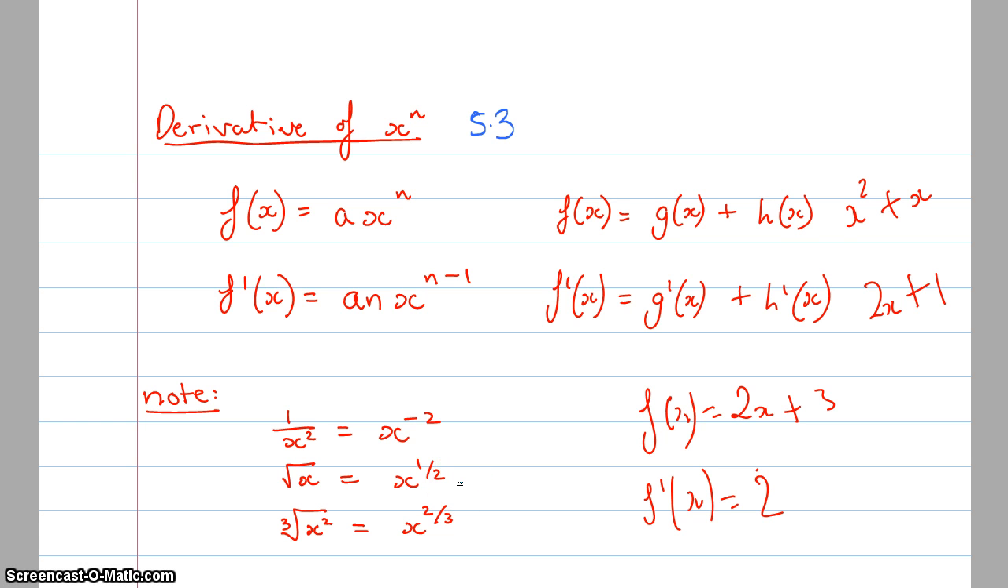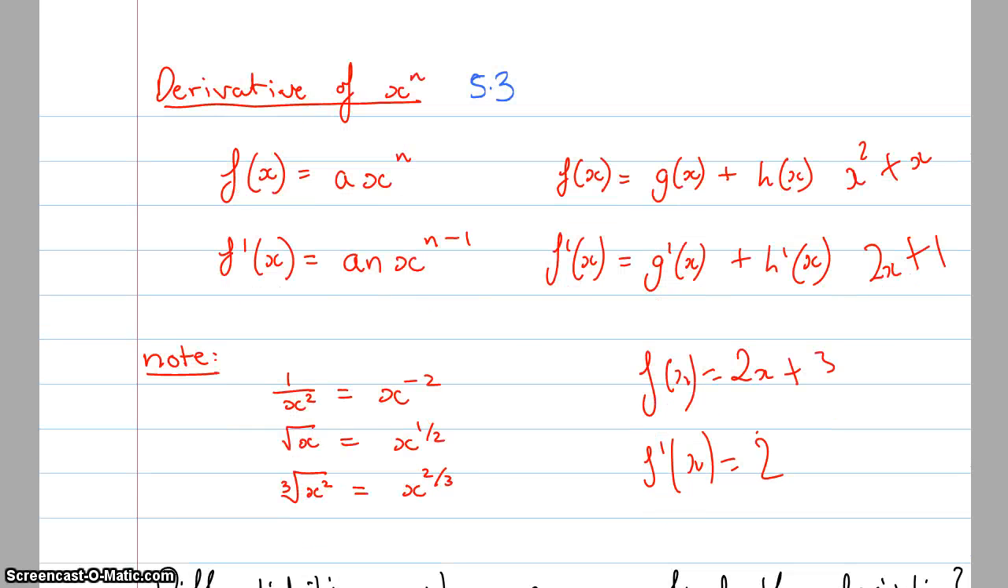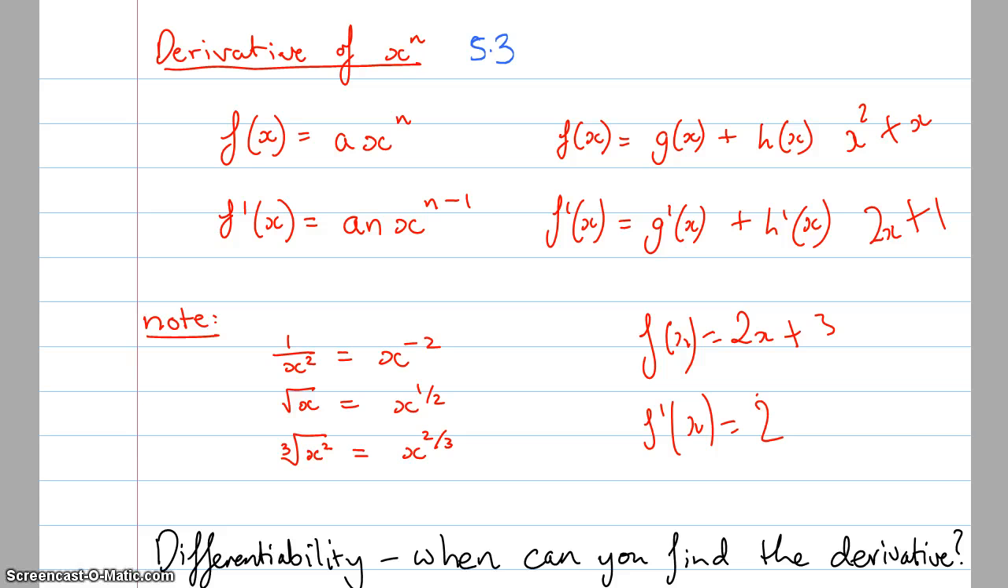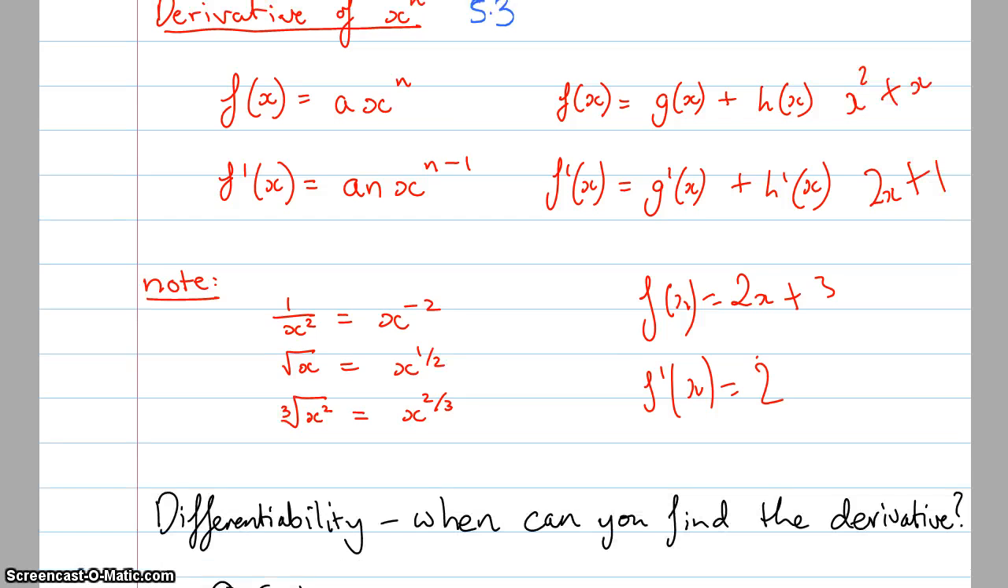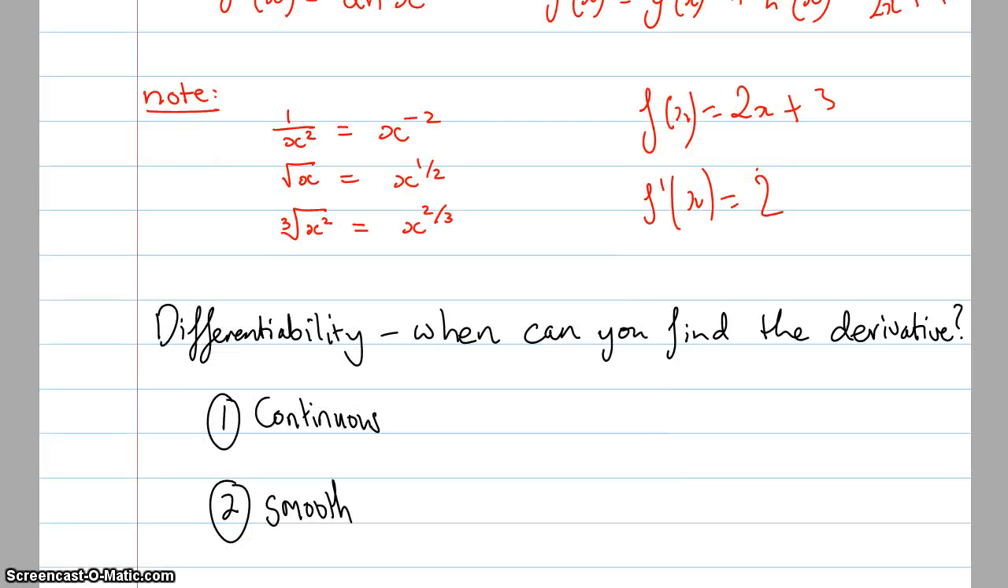Okay, the only other thing that they'll ask you about in 5.3 is, how do you say this word? Differentiability. Basically, when can you find the derivative of a graph? And we've looked at this a little bit, but the two key conditions that you need to know about are, one, that it needs to be a continuous graph. So that doesn't mean that it has to be continuous the entire way along.